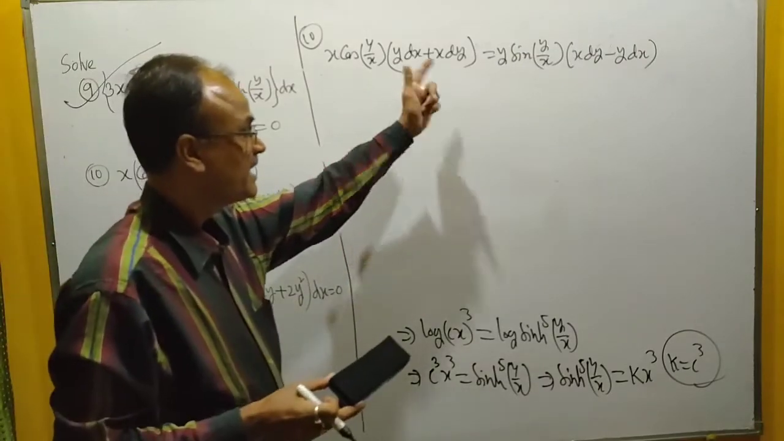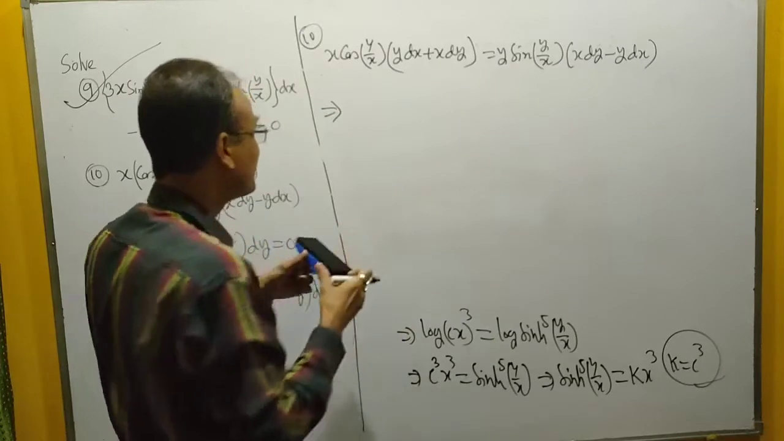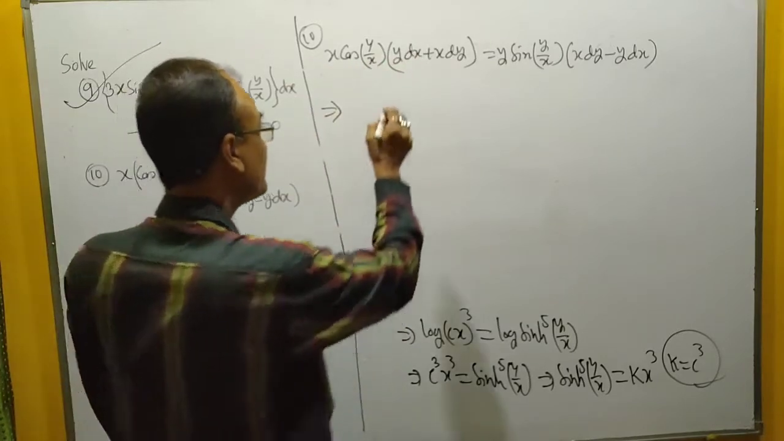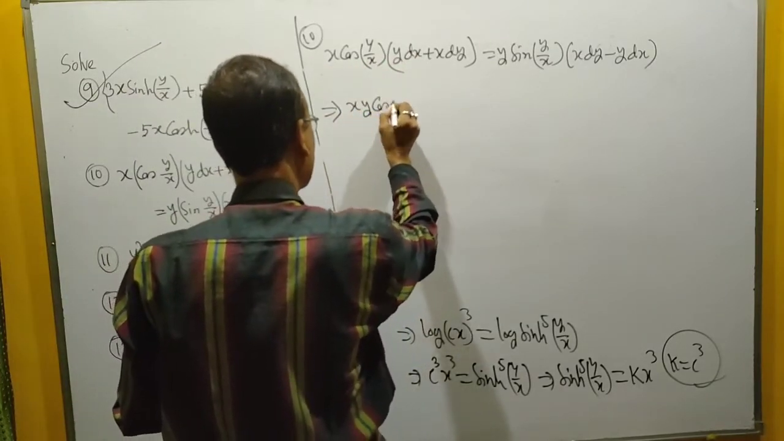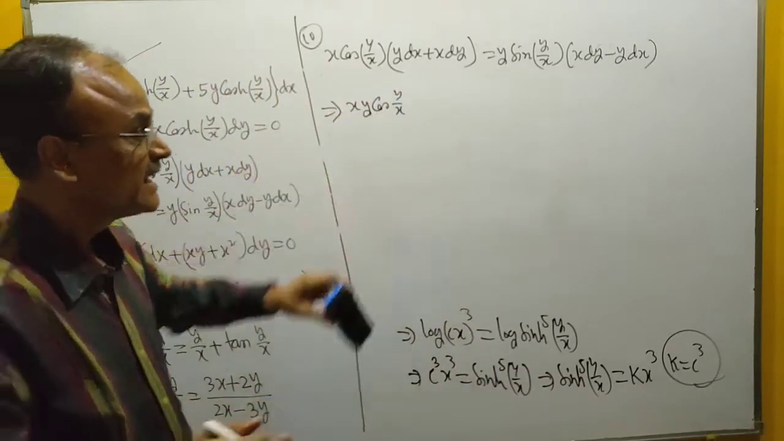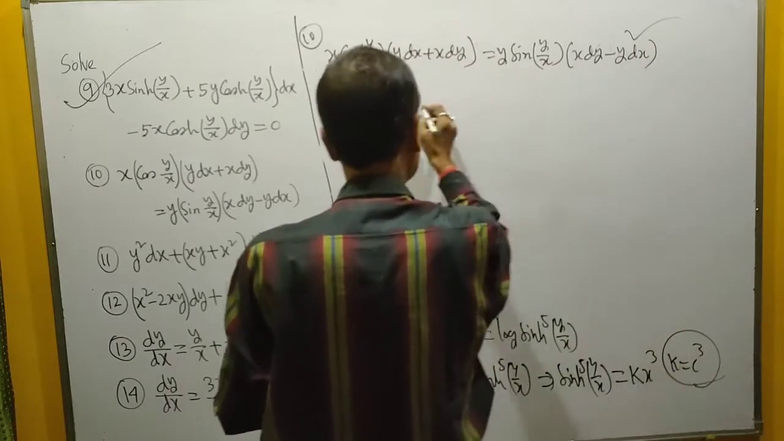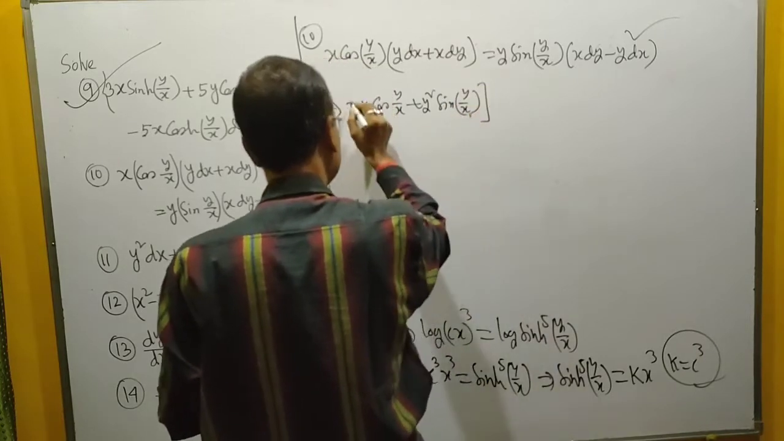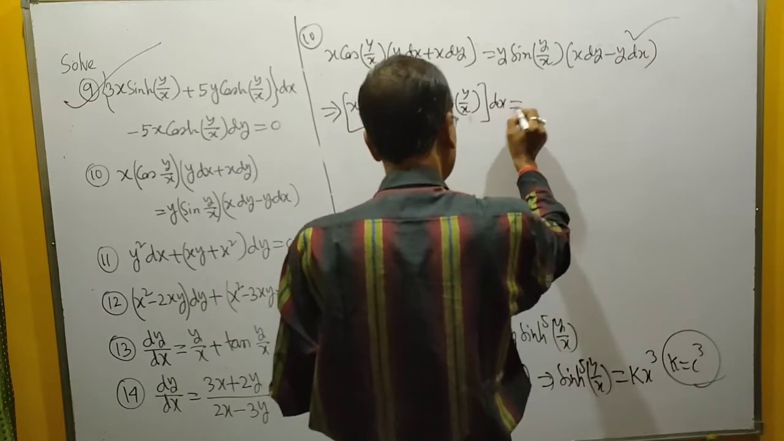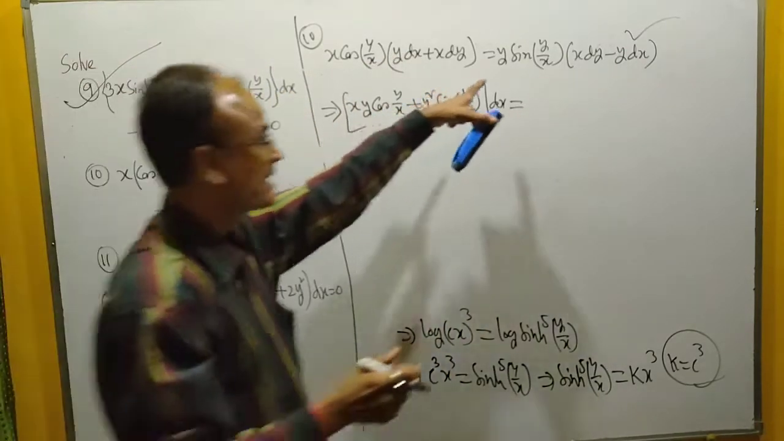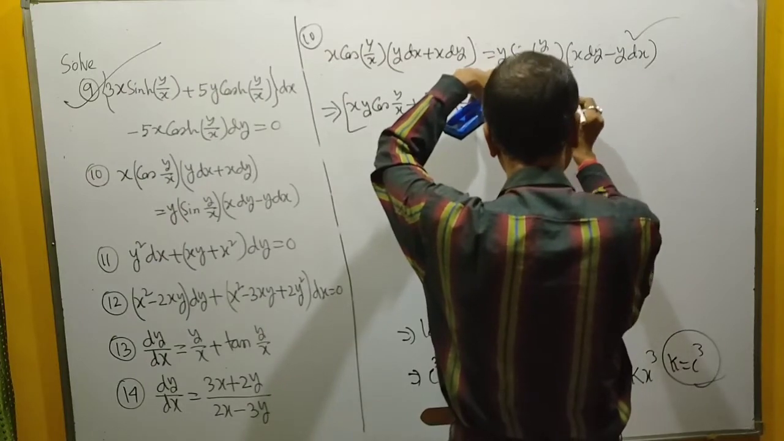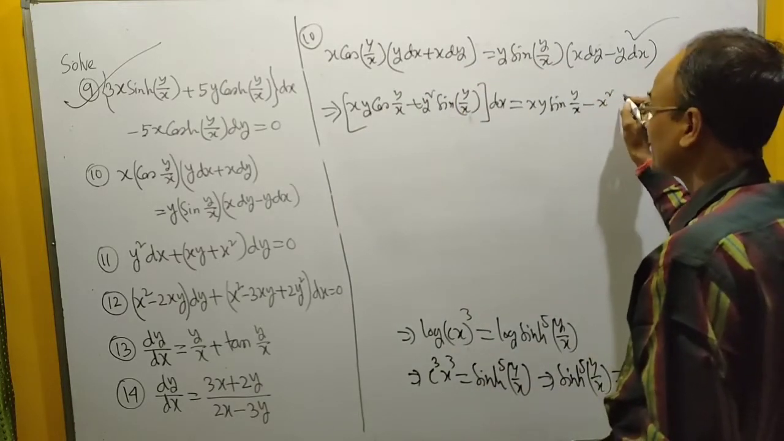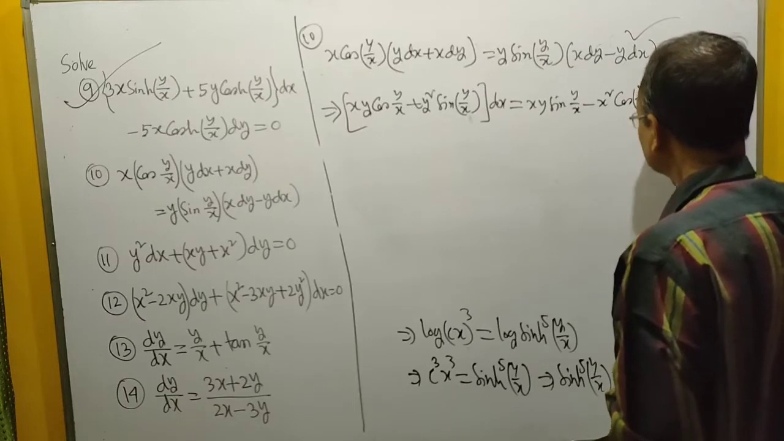Now, first take the terms containing dx on the left hand side: xy cos of y by x dx, and here it is dx, y square plus y square sin y by x dx. This is equal to, write on the right hand side, xy sin y by x minus x square cos of y by x dy.